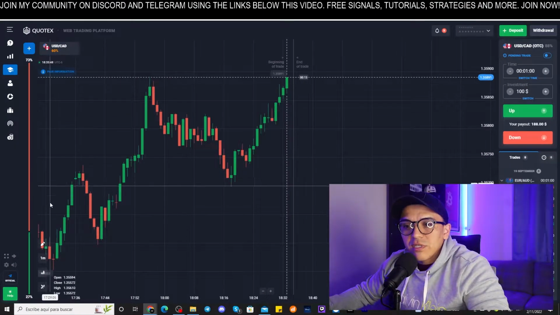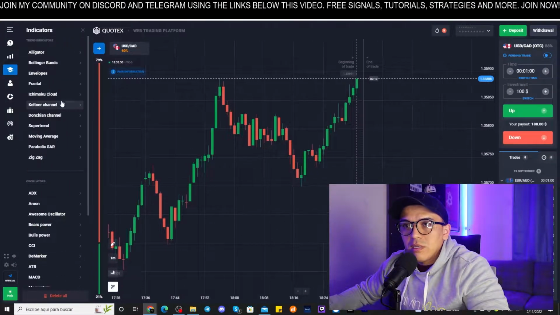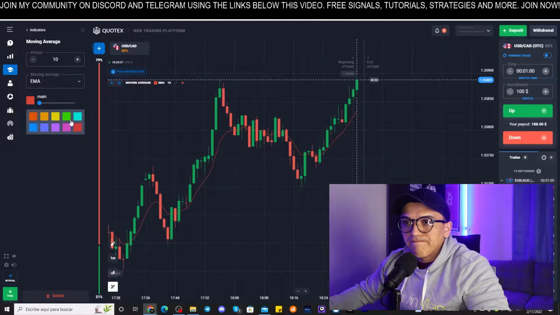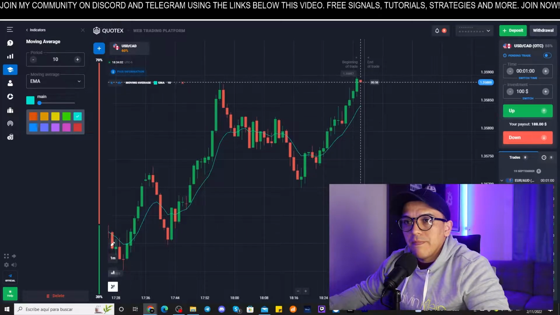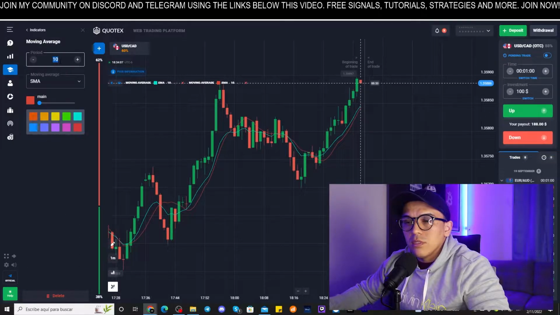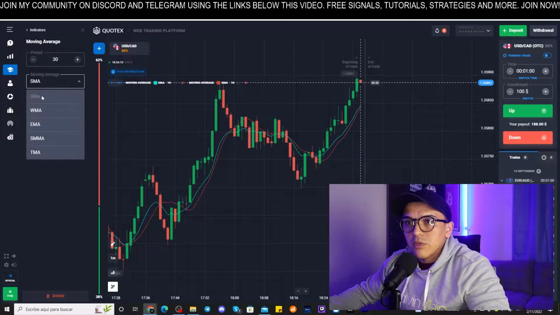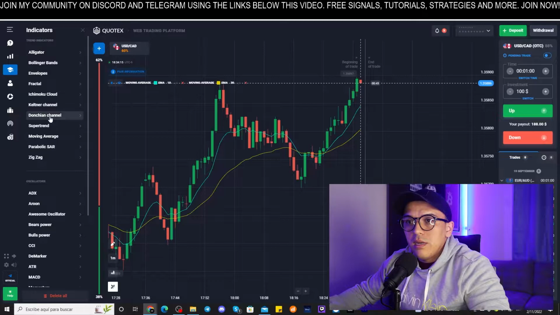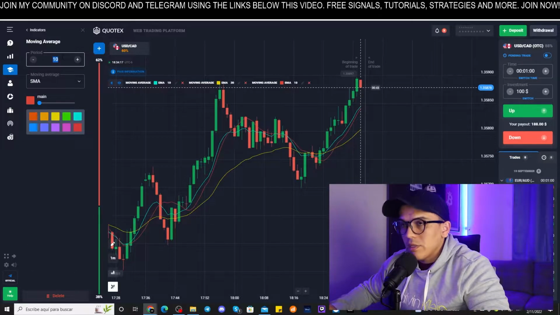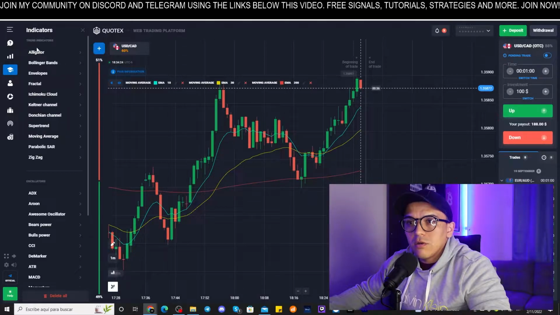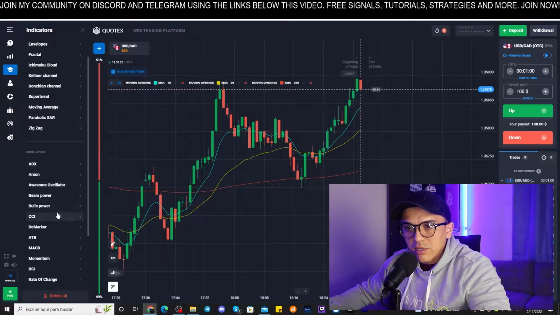Okay guys, first thing we have to do is add the indicators. So let's use 3 exponential moving averages. The first period is going to be 10. Okay, back, another moving average. This one is going to be period 30, exponential moving average, yellow. Okay, back, another moving average, 200, exponential moving average. Okay, that's it. And let's go into the stochastic oscillator.